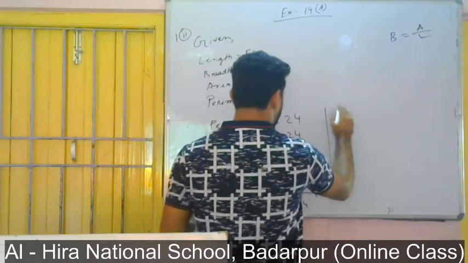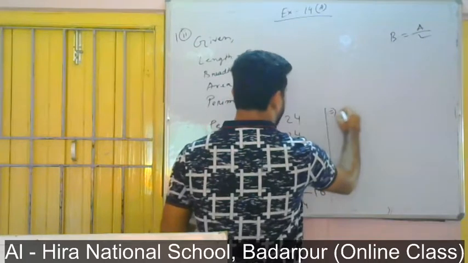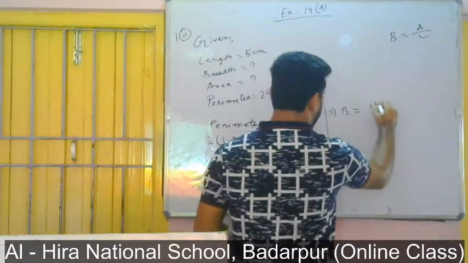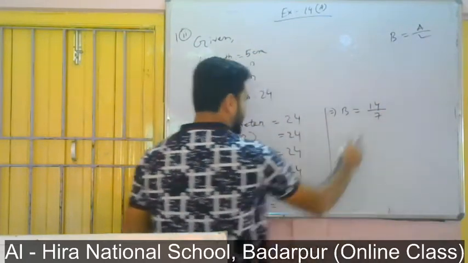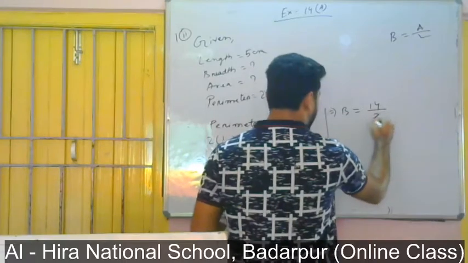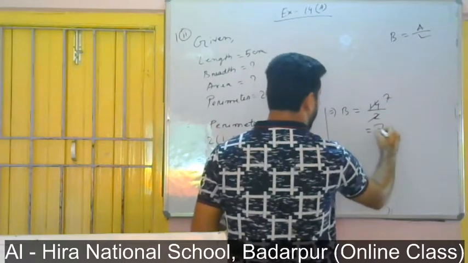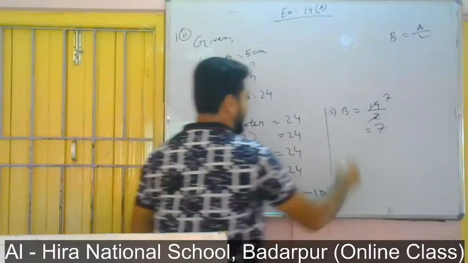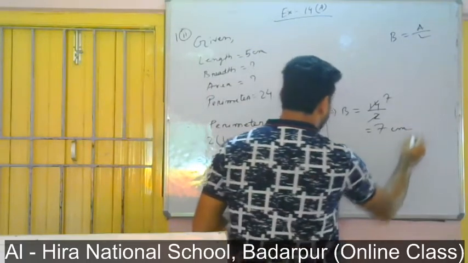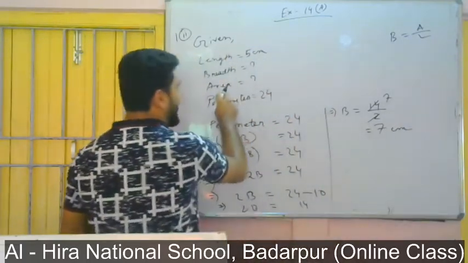Therefore, B equals 14 by 2. Then if we cut, we get 7. That means breadth equals 7 centimeter. Now we can find the area.